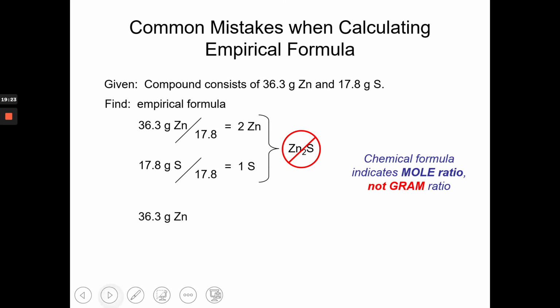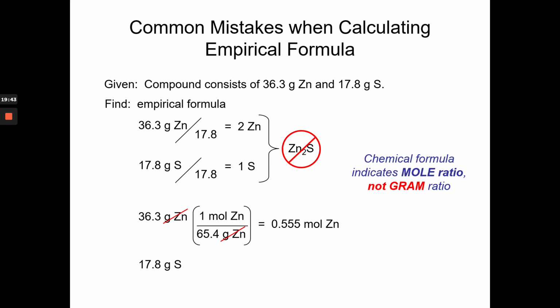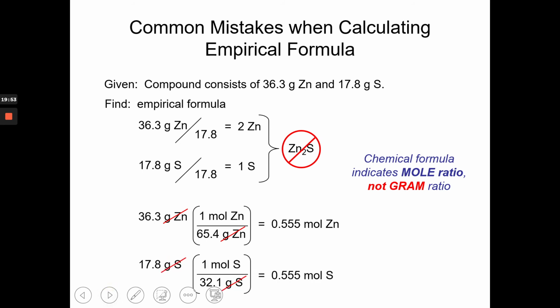And so if we would have taken our 36.3 grams of zinc and 17.8 grams of sulfur, zinc's molar mass is 65.4 grams per mole. So let's go ahead and divide that. 65.4 grams of zinc is 1 mole. Grams of zinc cancel, and I have 0.555 moles of zinc. Well, let's do the same thing for sulfur. Sulfur is element 16, and it weighs 32 grams per mole. Grams of sulfur cancel, and that comes out to also be 0.555 moles of sulfur.